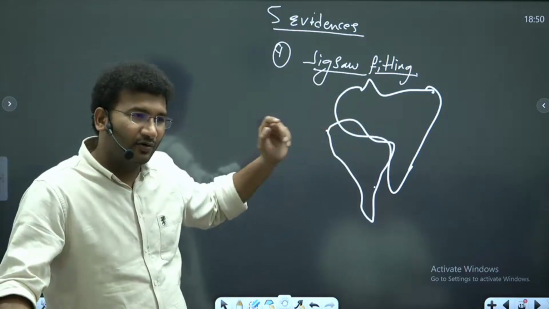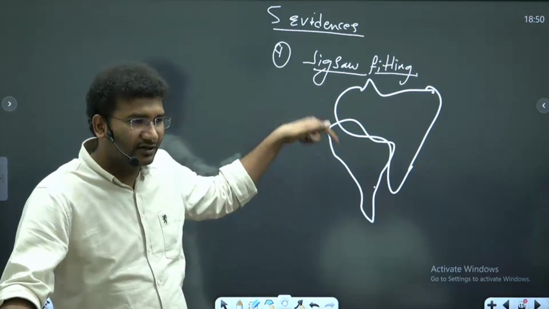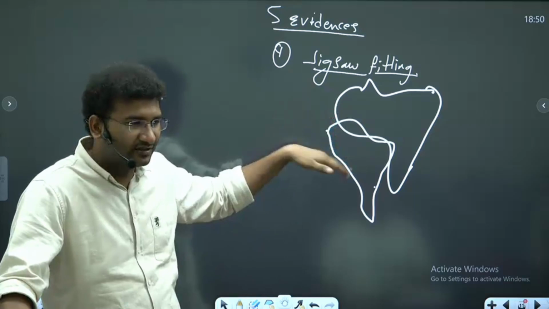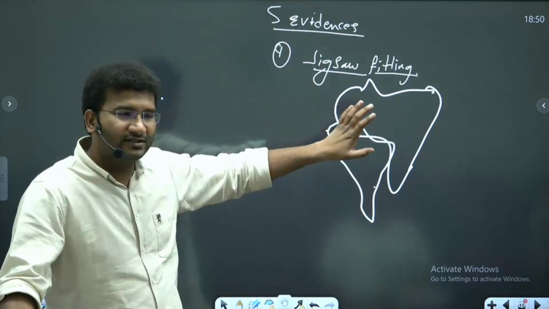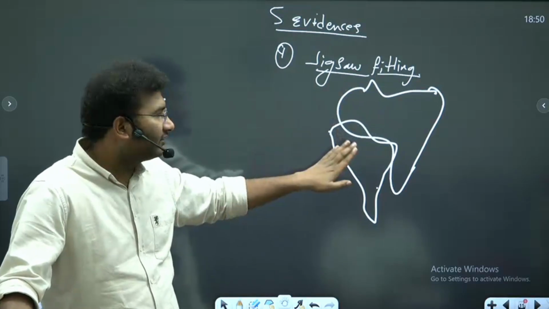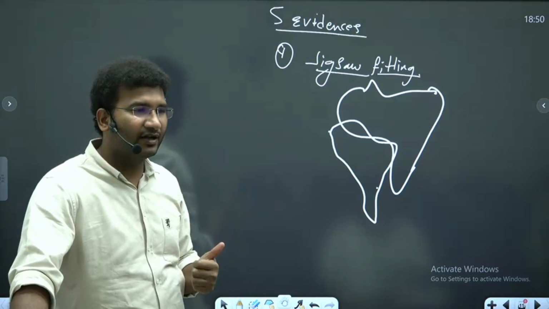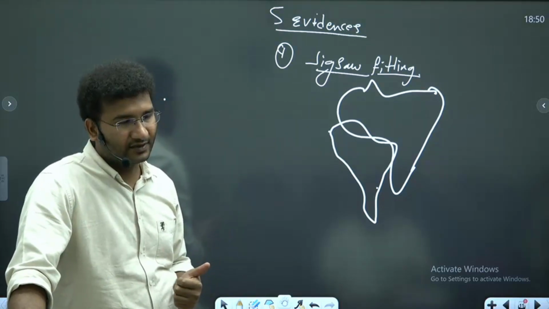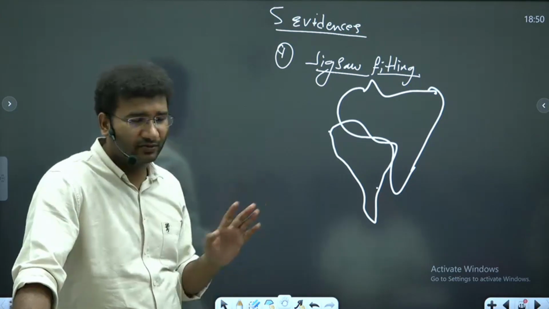Now, what kind of evidence did he give? He first said to look at the jigsaw fitting, and he started to measure the soil, the depth and all. He gave his theory. First evidence is this, the jigsaw fitting of Africa with that of South America. Second one, he gave the evidence of tillite deposits. Now, what are these tillite deposits? I'll tell you. Just give me two minutes.